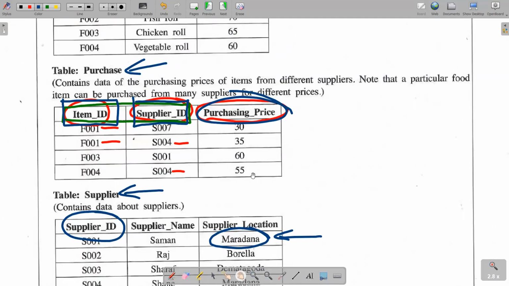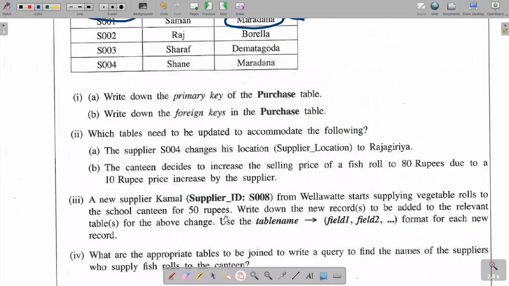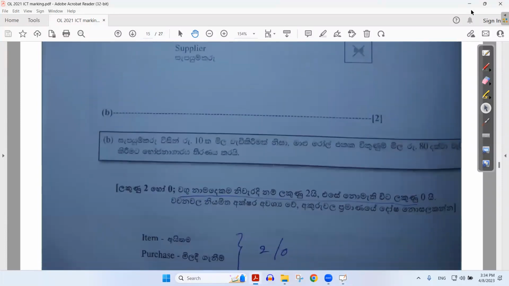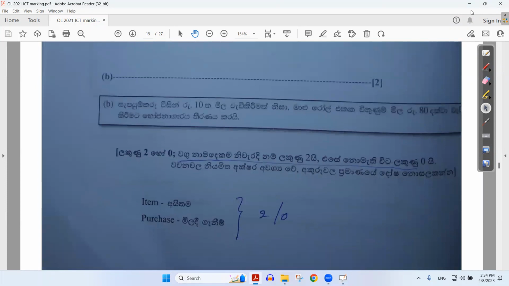Then the next question. Yes, let's cross check. So the first one, it's only the supplier table. If you have done it, 1 mark. For the second one, it's the item and the purchase table. So if you got both the table names, you can get 2 marks. Otherwise, 0 marks.